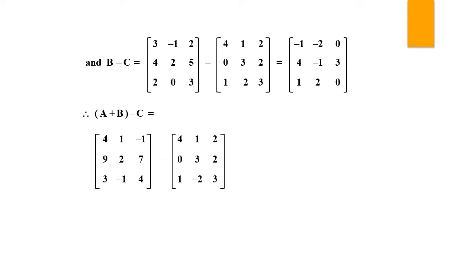We get 4 minus 4 is 0, 1 minus 1, next minus 1 minus 2, 9 minus 0, 2 minus 3, 7 minus 2, 3 minus 1, minus 1 minus of minus 2 it will be plus 2 and 4 minus 3 which is equal to 1. So this is the LHS part of the given equation. Next we will calculate the RHS part.